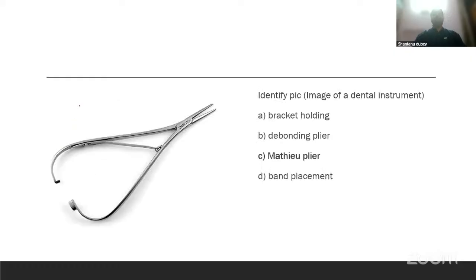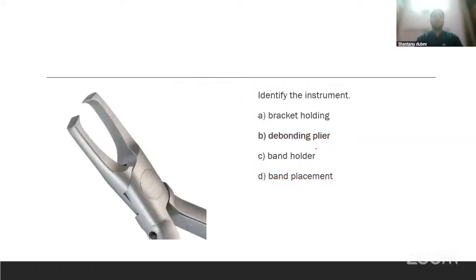Okay. Identify the pic. Which plier is it? Is it bracket holding? Is it debonding plier? Is it band placement? Very sleek plier cannot be band placement. Debonding plier: do we see any edges for it to engage the bracket and the composite? No, not debonding plier. Bracket holding looks like a tweezer. It's not bracket holding, it is Mathew. It is a very common plier that we use in orthodontics. We use it for pulling the E-chain, for putting the module, for everything we use Mathew. So I want you to remember.